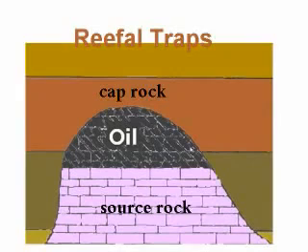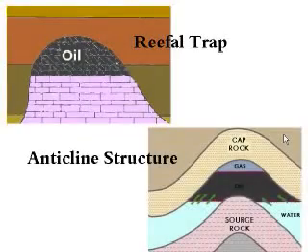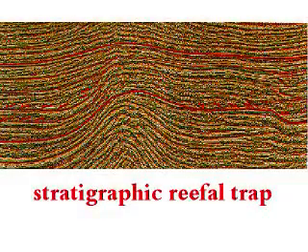Oil migrates into them from the source rock and flows to the top of the trap, where it will be stopped by a cap rock. They look like an anticline, but they are not. Reefal traps are stratigraphic, meaning they were formed during the deposition of layers of dead animals.